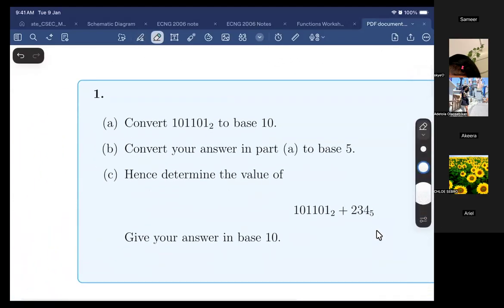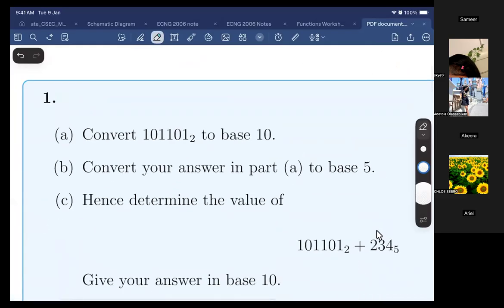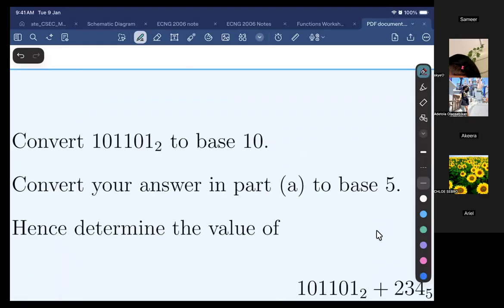Let me jump straight into this. We want to convert this to base 10. Does anybody remember how you would convert binary to base 10? All right, maybe I could start you off. In this place value, it would be 2 to the power 0. That's the place value for that.